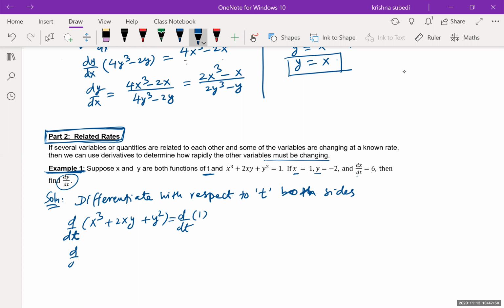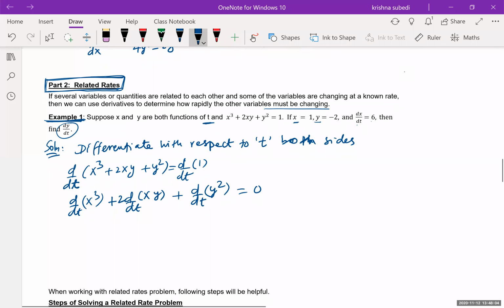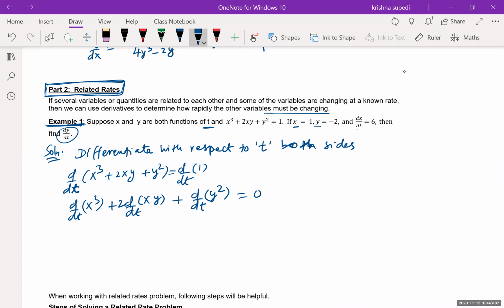And now d over dt of x cubed plus, I can write that 2 there, d over dt of xy, plus d over dt of y squared equals the derivative of 1, which is 0. Now x and t are different variables, so you will use the power rule, 3x squared, and write one factor extra, plus 2. X and y are both functions of t here, so we will use the product rule again. So we have d over dt of xy.